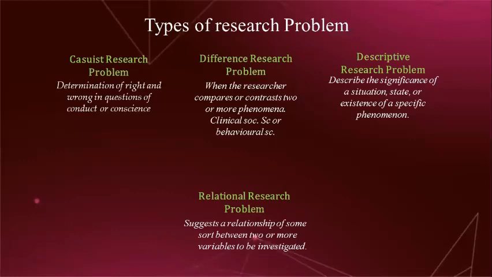So these are the various types of problem. As you are seeing, the casuist problem, in very layman's language, is the determination of right and wrong in questions of conduct or conscience. So this casuist problem relates to the determination of right and wrong. How can you determine whether it is right or wrong? Because these words conduct and conscience are coming, this can be determined by analyzing the moral dilemmas which a researcher might face while he is doing his research.